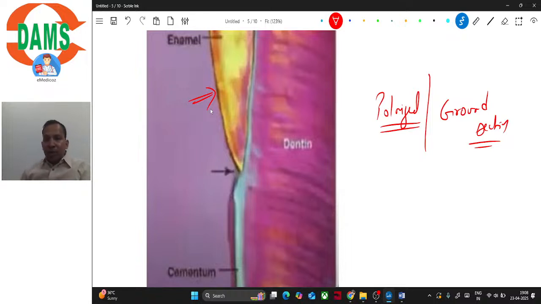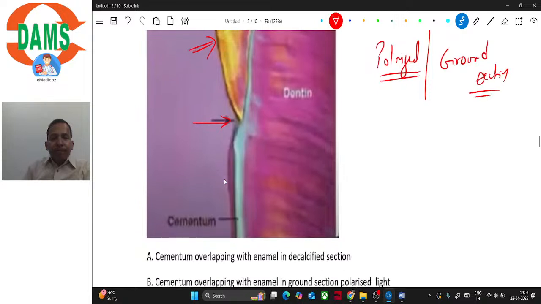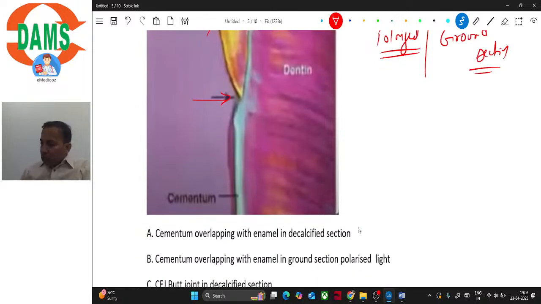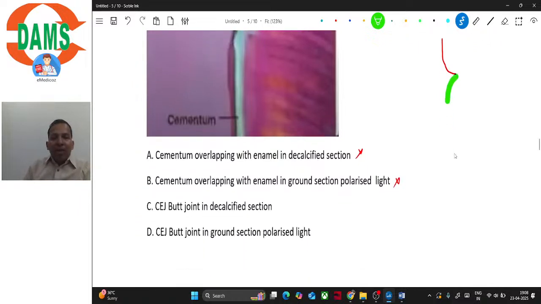So this is a ground section, and the arrow marked here represents the cemento enamel junction. And I hope you can all identify the type of cemento enamel junction here. It is not an overlap junction. Again, not an overlap junction. Rather, as you can see, the enamel and dentine have a butt joint, isn't it? So it is a butt joint. So CEJ butt joint in decalcified section.